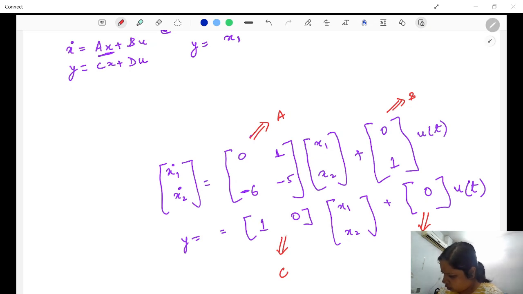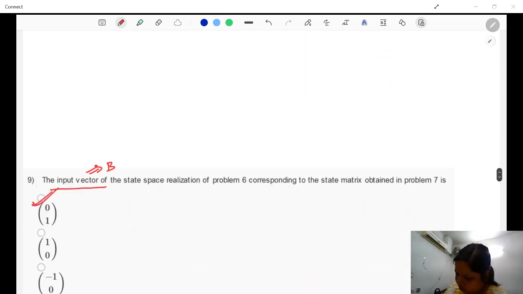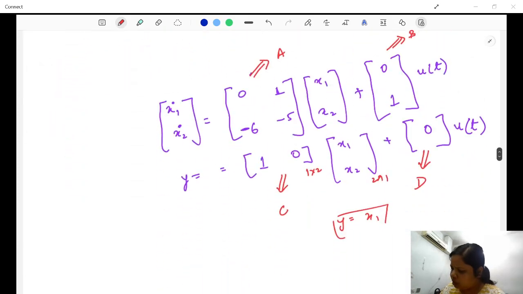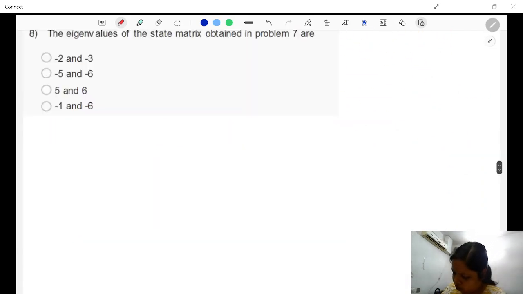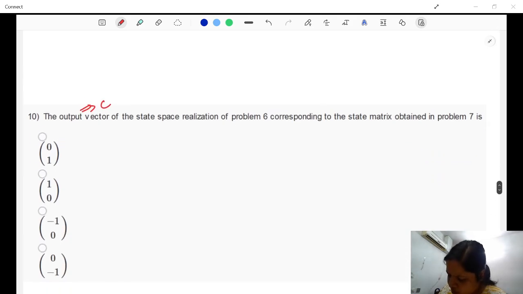Your C is 1, 0. I think I've written this correctly. There is nothing wrong with this. So this is a 1 cross 2 matrix, this is a 2 cross 1 matrix, you get 1 cross 1. Y is equal to, we wanted it to be x1, so this is correct. There is something wrong with this option, I guess. Your answer for the C matrix would be 1, 0.